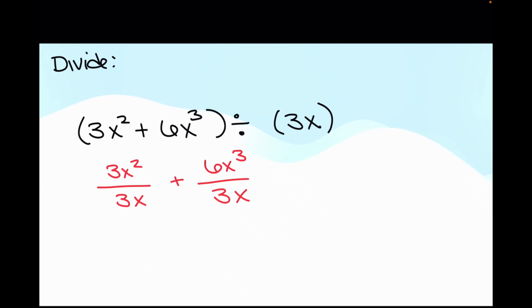So 3x squared divided by 3x, 3's cancel out. X squared divided by 1x is x. There's my first term. 6x to the third divided by 3x. 6 divided by 3 is 2. X to the third divided by x to the 1 is x squared. And there's my final answer, x plus 2x squared.